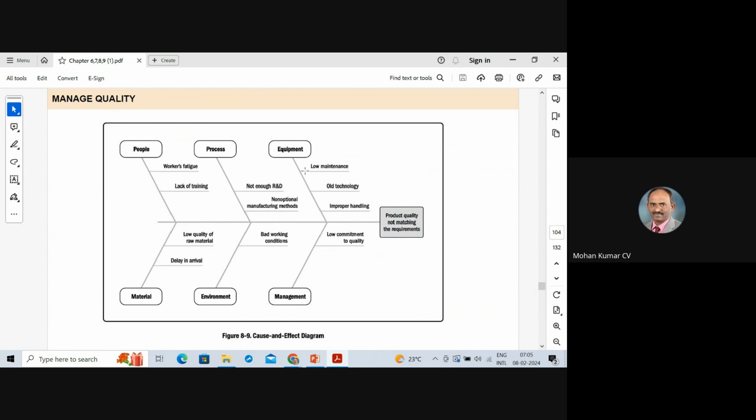Under equipment: low maintenance, old technology, improper handling. Management: low commitment to quality. Environment: bad working conditions. Process: not enough R&D, non-optimal manufacturing methods. Material: delay in arrival, low quality of raw material. People: lack of training, worker fatigue, because if they are working for a long time, fatigue is there. That's why this is called a cause and effect diagram.